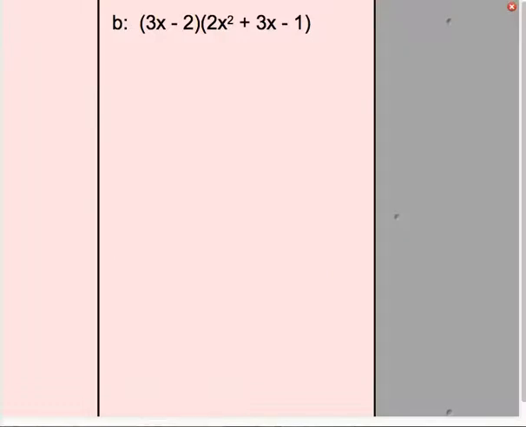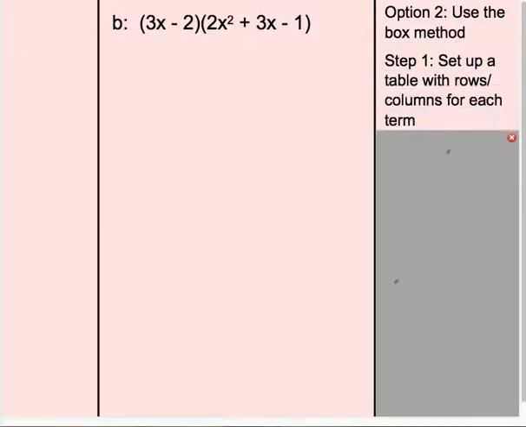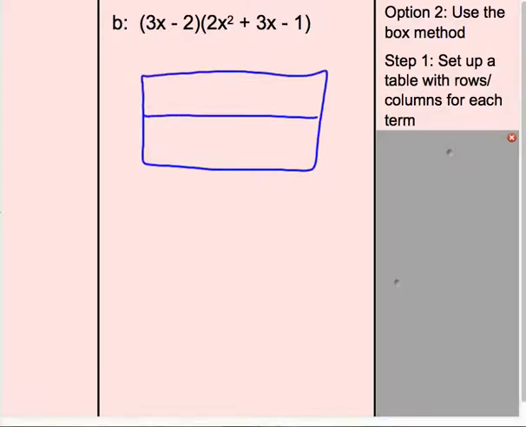We'll get one more. Here's another type, and I'm going to show you another process for multiplying. So option 2, if you don't like using distributive property, you can use what's called the box method. What you do is you set up rows and columns for each term. So my first set of parentheses has 2 terms, so I'm going to have 2 rows. And put the first term on the first row and the second term on the second row, keeping that subtraction as a negative sign. My second set of parentheses has 3 terms, so I need 3 columns.